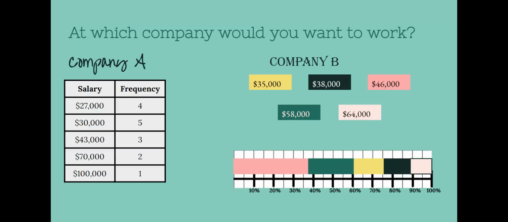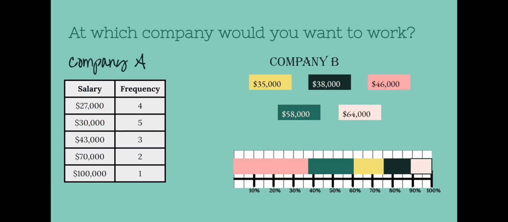At company B, I'm looking at this percent bar graph. Now I see that this first pink bar takes up the most space. It's a little over 35%, looks about 37%, and that's people making $46,000. So that's a pretty good salary. So I might be more tempted to work at company B because the majority of people are making around, it looks like 46 to 58, right?